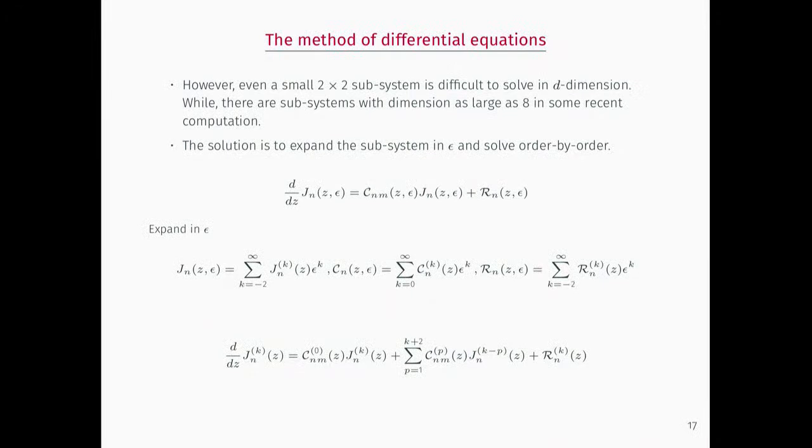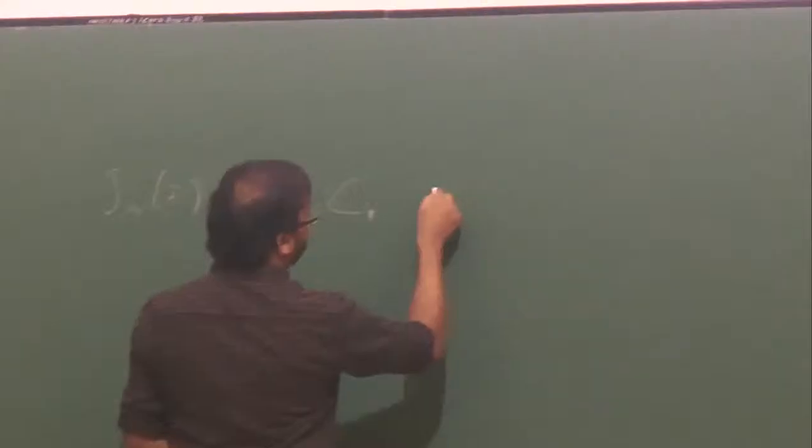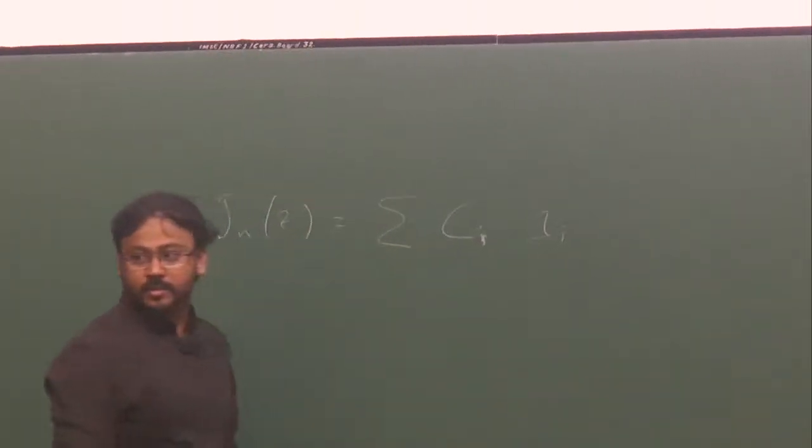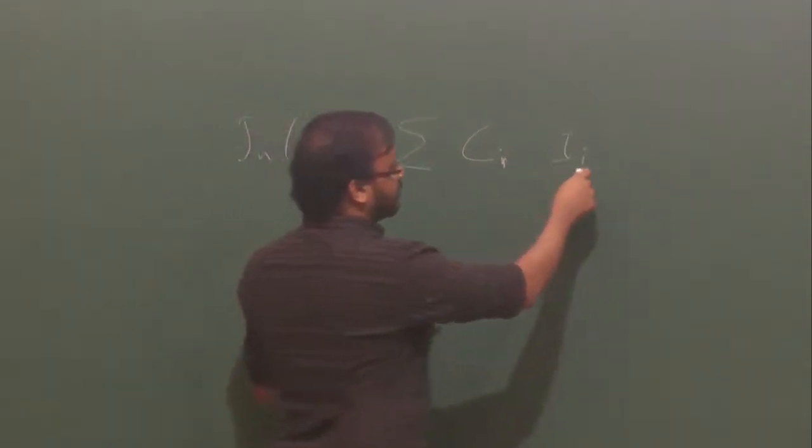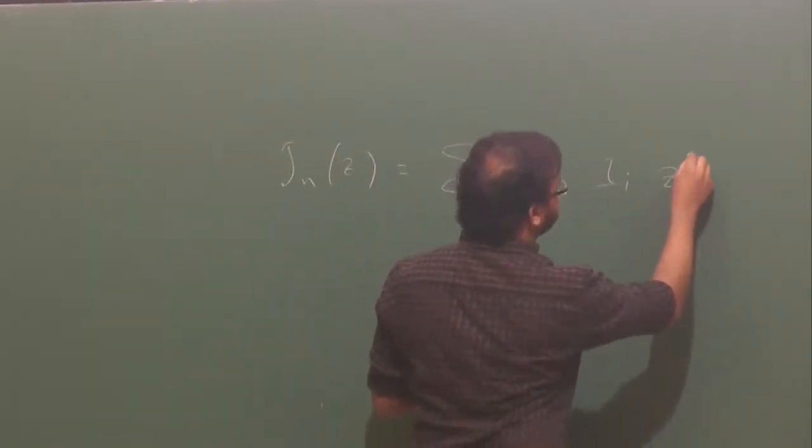So the differential equation is this one, but then I can write Jn as a sum of Cn something. It is still a function of z, no? The coefficients. No. What I can do is write this Jn as a sum of some other Ci, and then expand it, with Ci multiplying z to the power i.